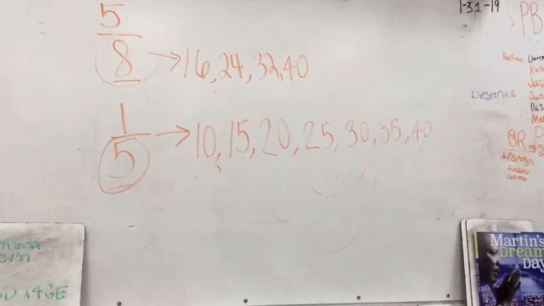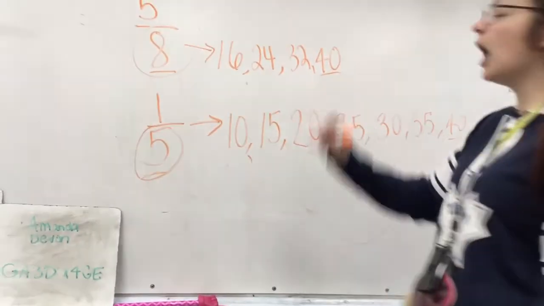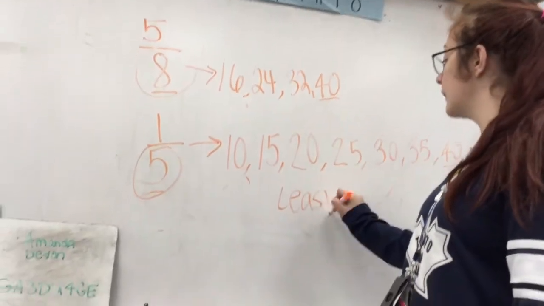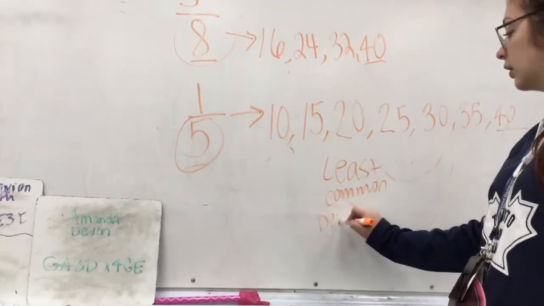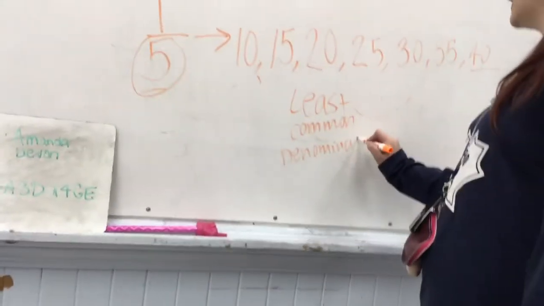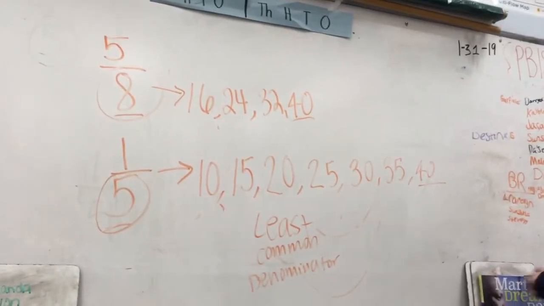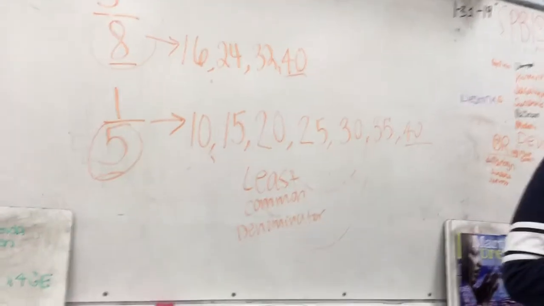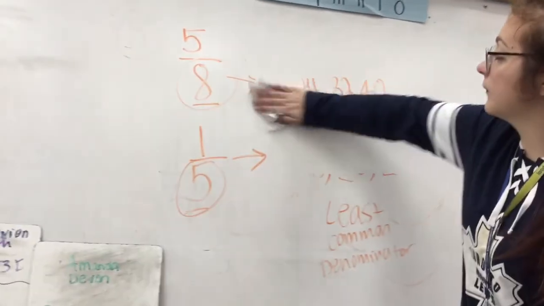40. What number do we have in common? 40. So now we know our least common denominator is going to be what? 40. Okay, at this point on your sheet of notebook paper, you would just rewrite your fractions right here.